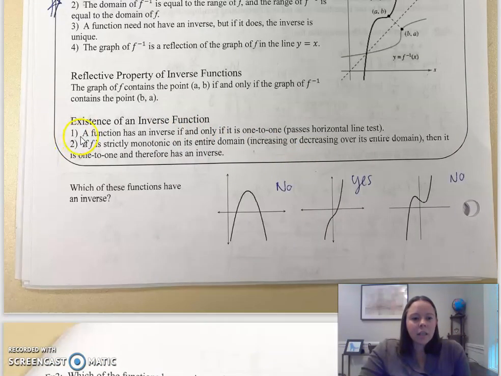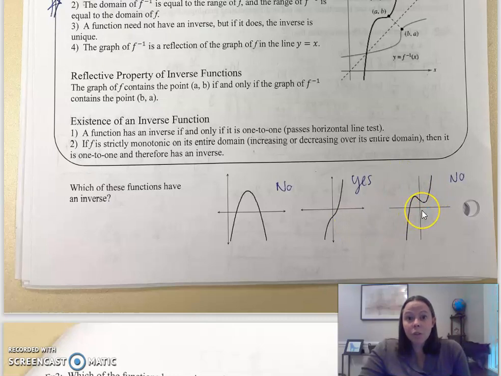And then lastly, to have an inverse, the function needs to, of course, pass the vertical line test, but it also needs to pass the horizontal line test. And to pass that horizontal line test, it's going to have to be increasing or decreasing over the entire domain, and we call that strictly monotonic, and that's what this is referring to. So you can see this goes from increasing to decreasing. It's going to fail the horizontal line test, whereas this one is always increasing and it passes the horizontal line test.